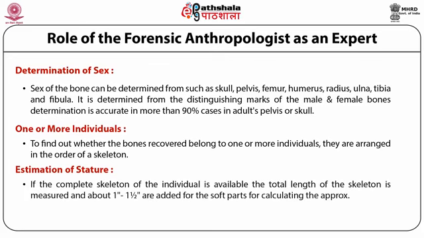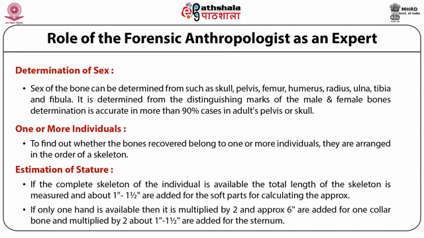estimation of stature. If the complete skeleton of the individual is available, the total length of the skeleton is measured and about 1 to 1.5 inch are added for soft parts for calculating the approximate stature. If only hands are available, then it is considered that the total length from the tip of the middle finger of one hand to the same point of the same finger of the opposite hand when the hands are fully stretched. If only one hand is available, then it is multiplied by 2 and approximately 6 inches are added for one collarbone and multiplied by 2, about 1 to 1.5 inch are added for the sternum.